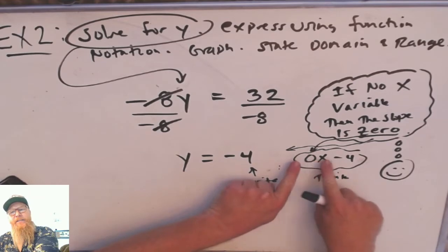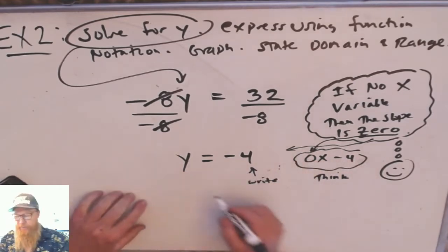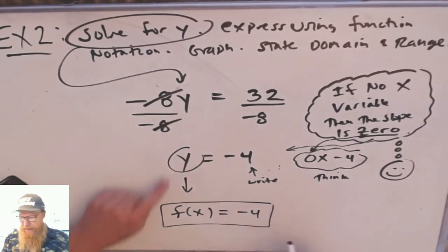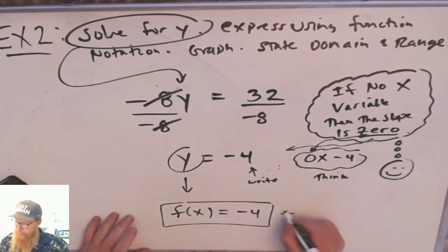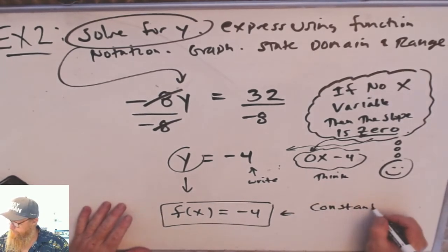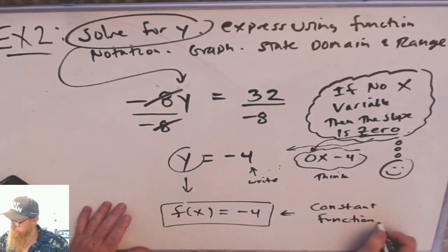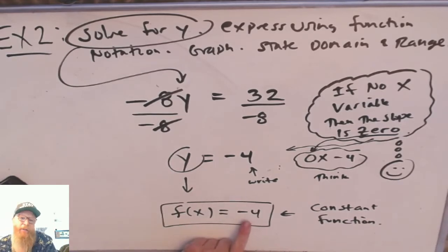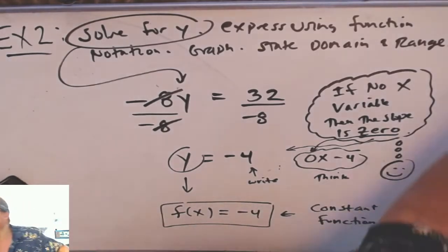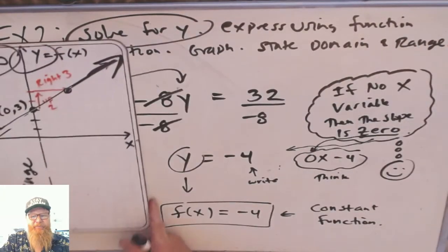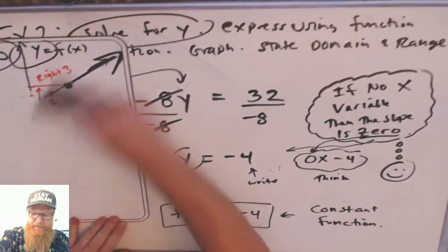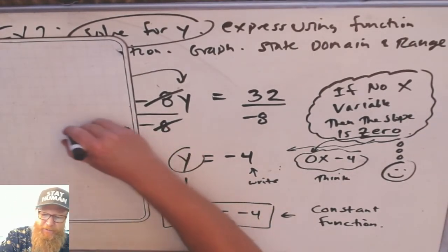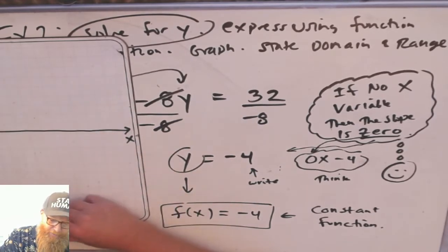So you can think 0x minus 4, but what you're going to write is just -4. And then you're going to replace your y variable with f of x. This is what we call a constant function. It means that the output is constantly the same value. It's constantly equal to -4. That means my graph will be very, very easy. Constant functions are perhaps some of the easiest functions around.